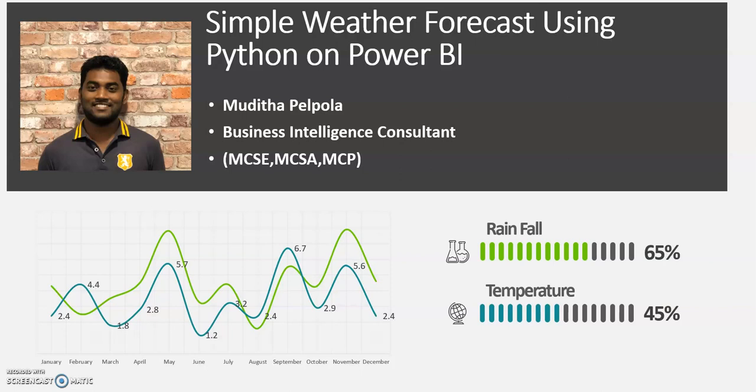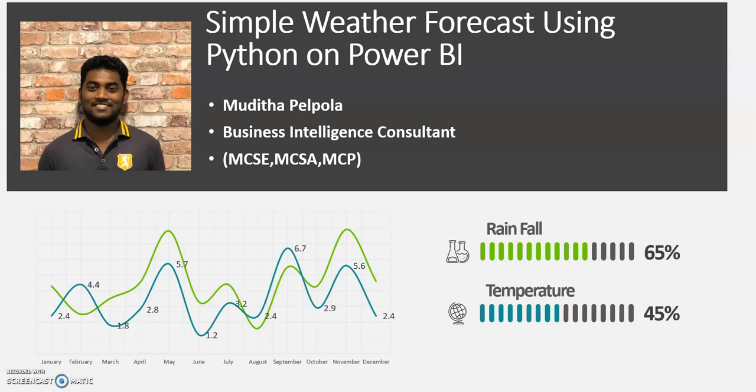Today, my topic is how to do a simple weather forecast using Python on Power BI. This idea came to my mind when I was in Melbourne, Australia. Melbourne weather is changing quickly and forecasting it is not a very easy thing, but they are able to give a 90% accurate forecast. They have all the historical information maintained and also published on the internet, and I'm going to access that data using Power BI.